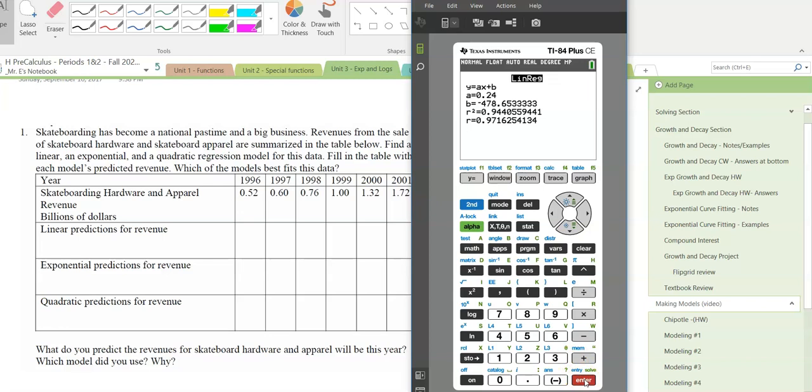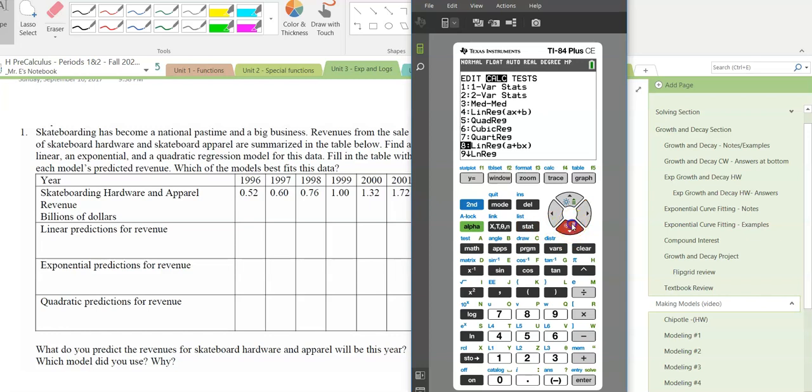And so then what I would write down on a piece of paper is my equation. So my equation would be Y equals, the A value is 0.24, so 0.24x, and the B value is minus 478.65. And that has an R squared value of 0.944. So that's a pretty good R value. Next up, I'm going to do the same thing for quadratics. I'm sorry, exponential is next. We'll do exponential next.